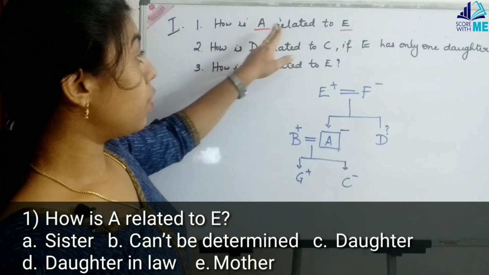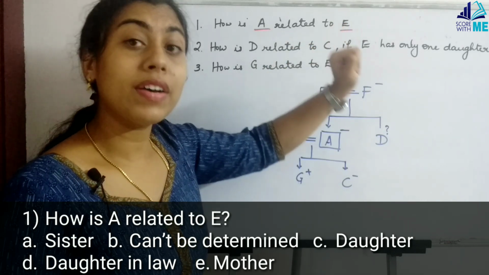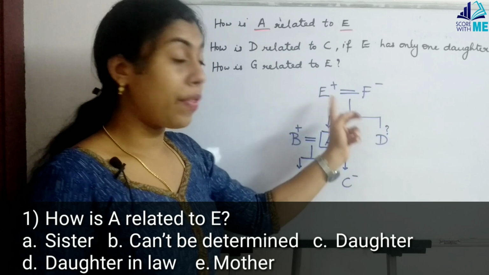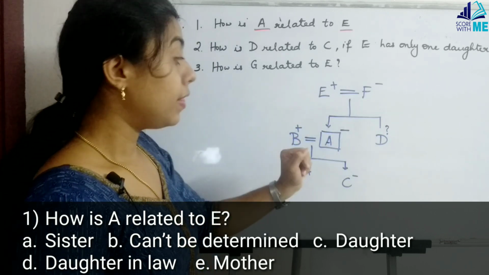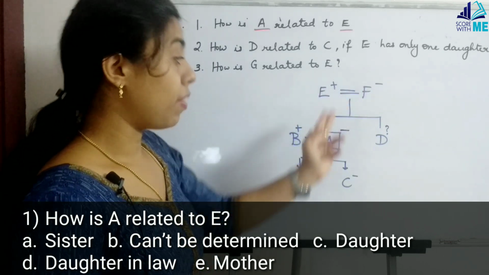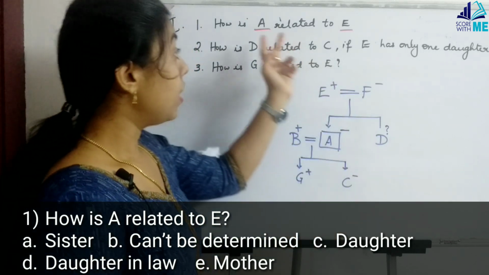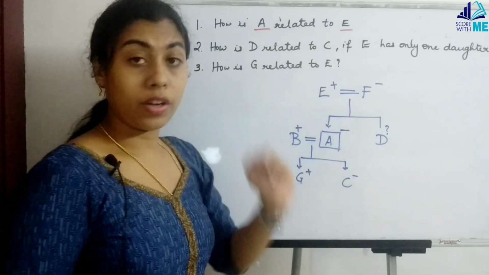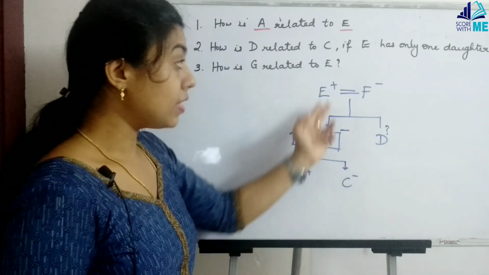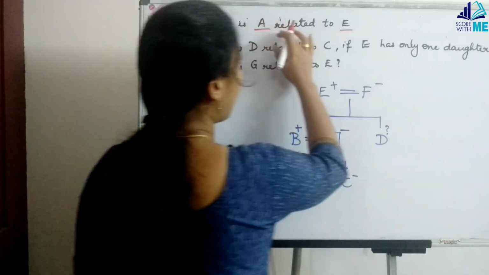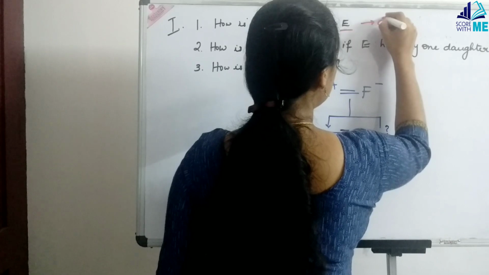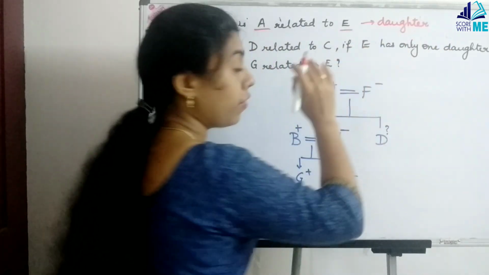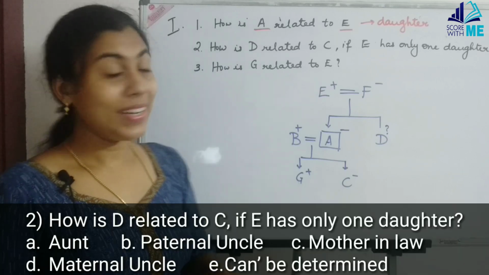How is A related to E is our first question. See here, from the family tree, A and D are the children of E and F. That simply means E and F are parents, A and D are children. That means A's relationship with E is A is the daughter of E. Very simple. A is the daughter of E. Now getting into the second question.